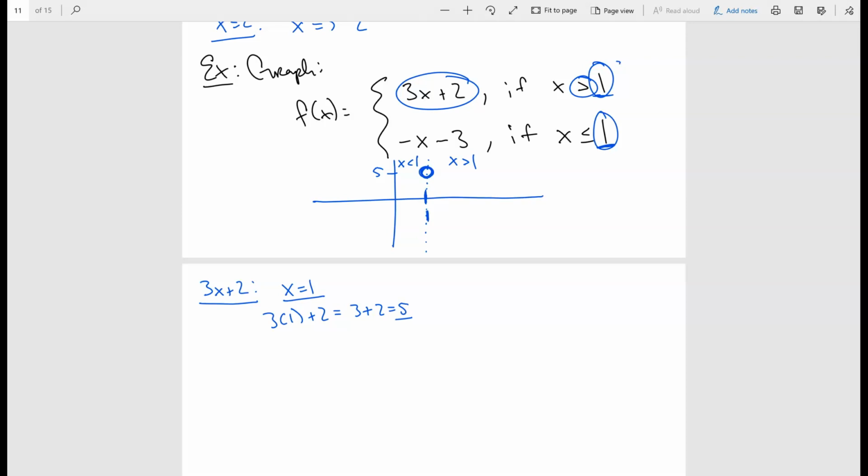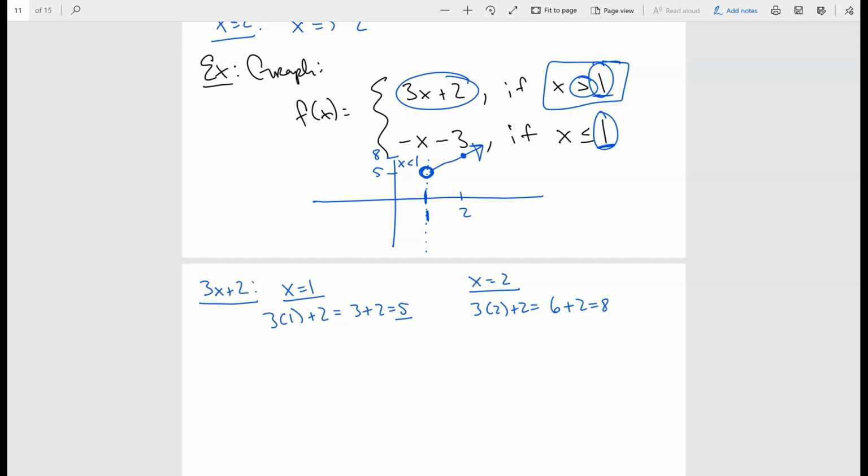Now, look at the restriction. The restriction for this function is that it's greater than 1. So we're only looking at this world. Let's pick something that's greater than 1. Let's pick 2. I'm going to plug in 2, so I'm going to have 3 times 2 plus 2. That gives me 6 plus 2, which gives me 8. So when x is equal to 2, I'm going to get an 8. Let's say 8 is up here, and that one's included. So that means this graph is going to go upward like that.